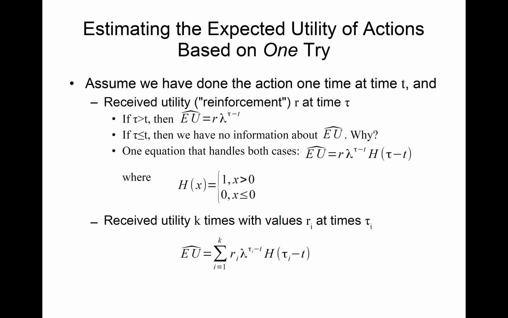But if it's the case that no, I randomly got a reward out of nowhere on Monday, I didn't take the action till Tuesday, in that case, this becomes 0, and it says, well, your expected utility, you should estimate that as 0. So that assumes 0 is a neutral value. It isn't in all domains.